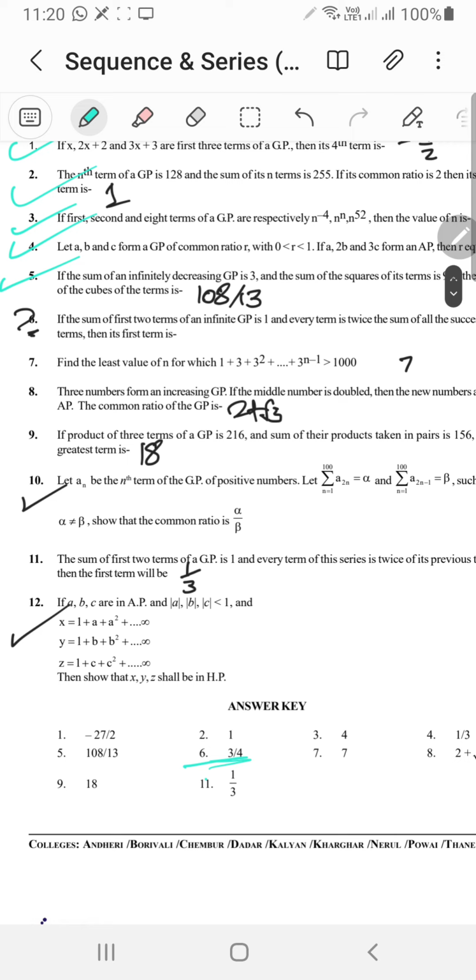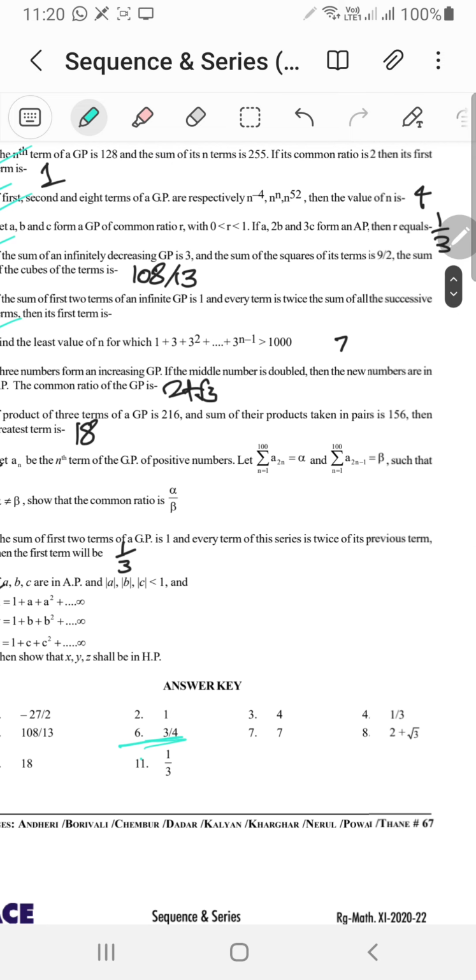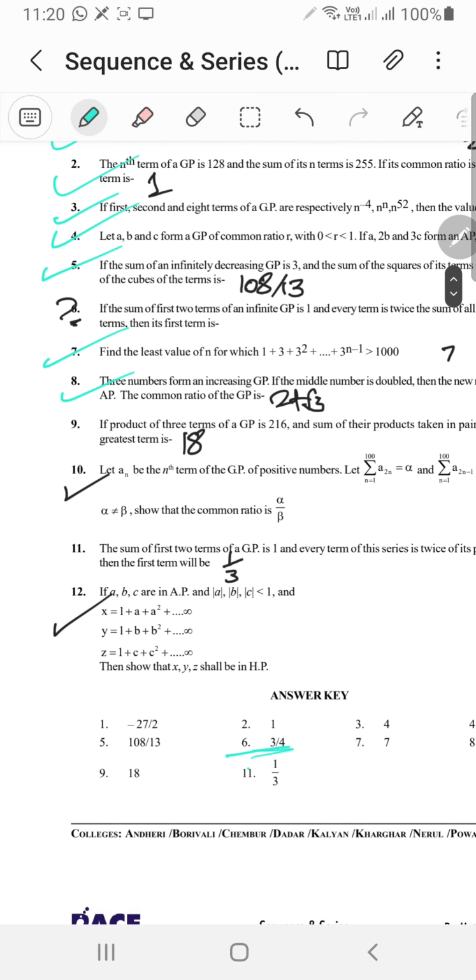7th, 7, yes. 8, 2 plus square root 3, there you go. 9th, 18, 10th, and that's just a proof question. This is also correct. This is also a proof question.